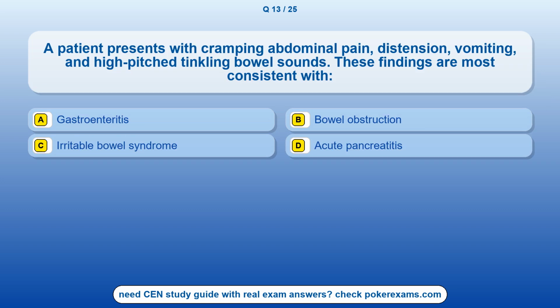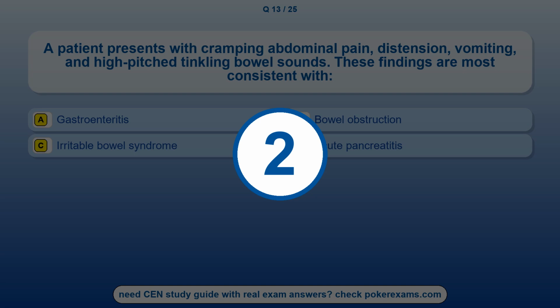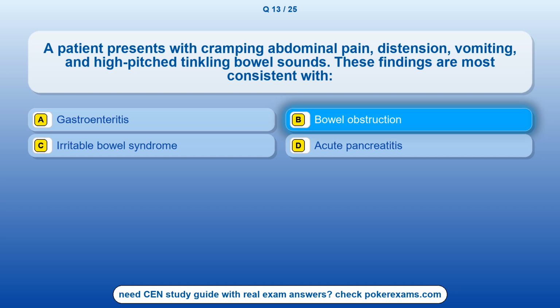Question 13. A patient presents with cramping abdominal pain, distension, vomiting, and high-pitched tinkling bowel sounds. These findings are most consistent with option A, gastroenteritis. Option B, bowel obstruction. Option C, irritable bowel syndrome. Option D, acute pancreatitis. The correct answer is option B.